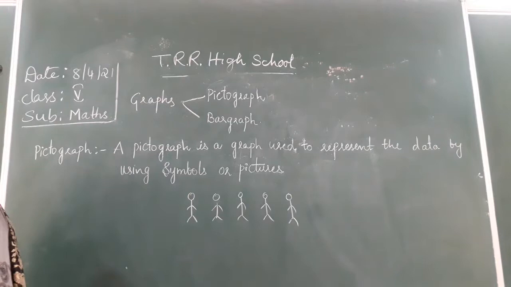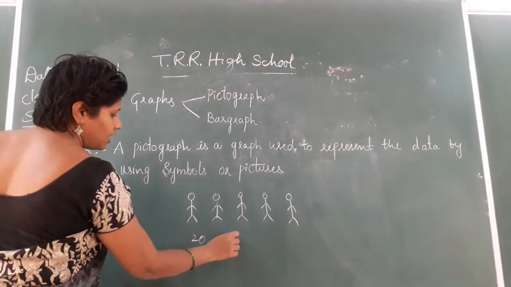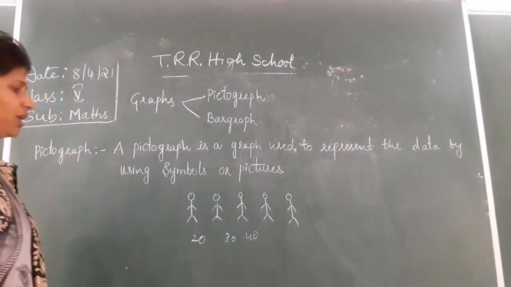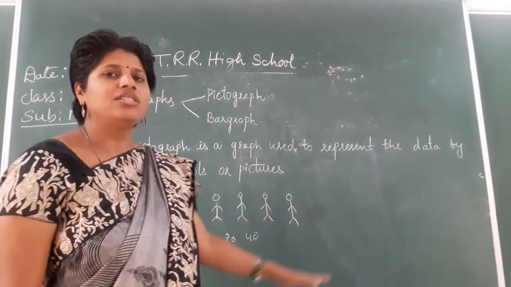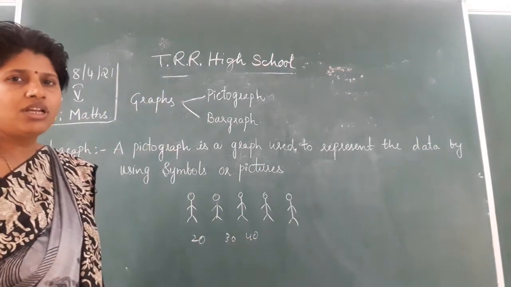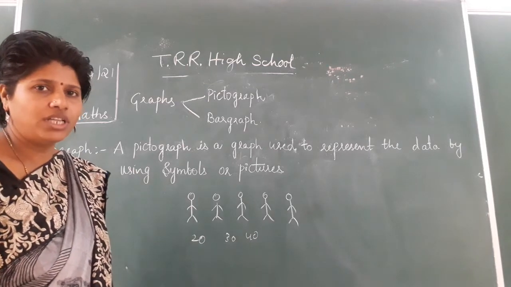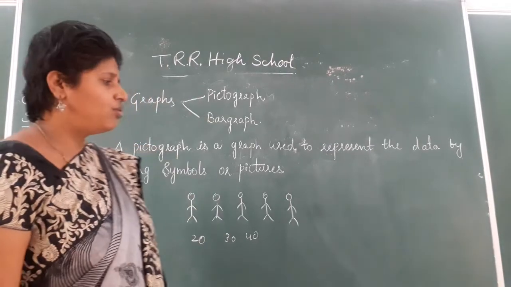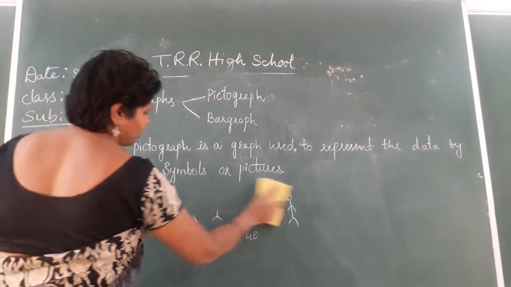But suppose the data has 20 persons, 30, 40 persons, then can you draw? Will it be easy for you to draw 20 symbols, 40, 50, 100 symbols on your paper? Definitely it will be difficult for you to draw that many persons on the paper. So to avoid this, we will consider the scale.